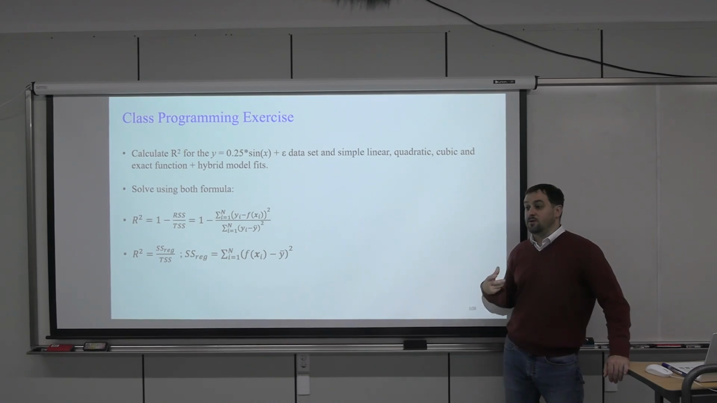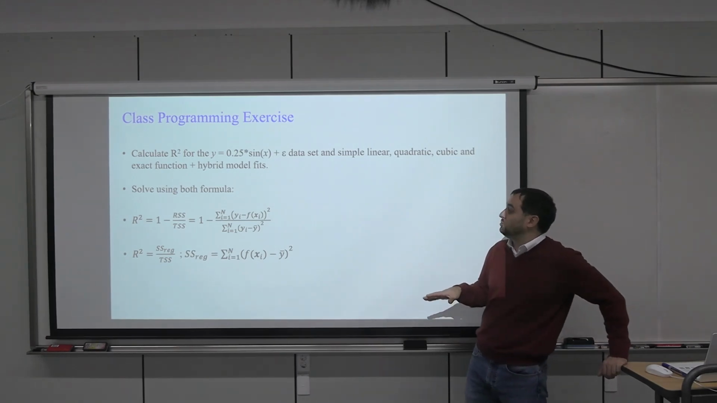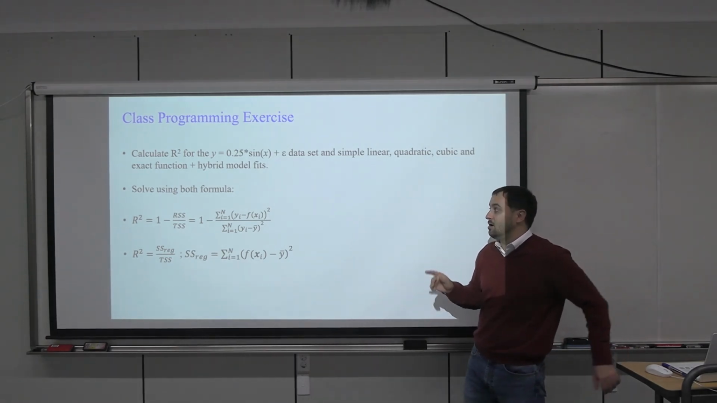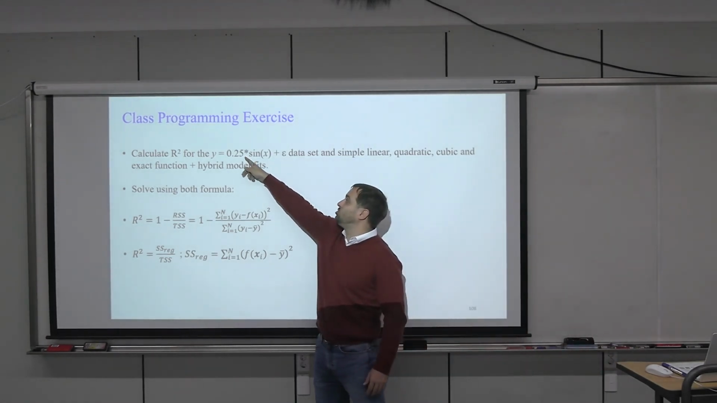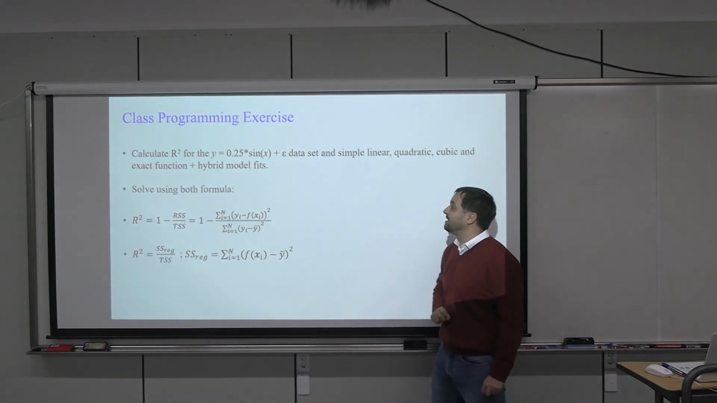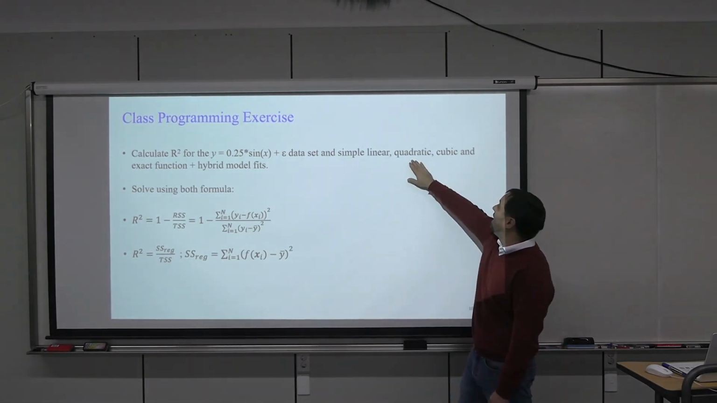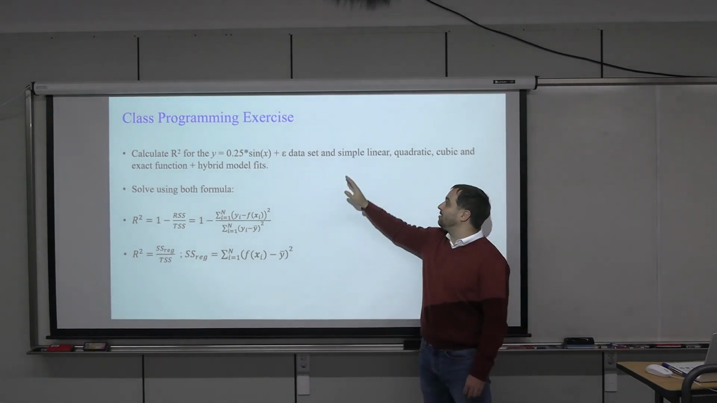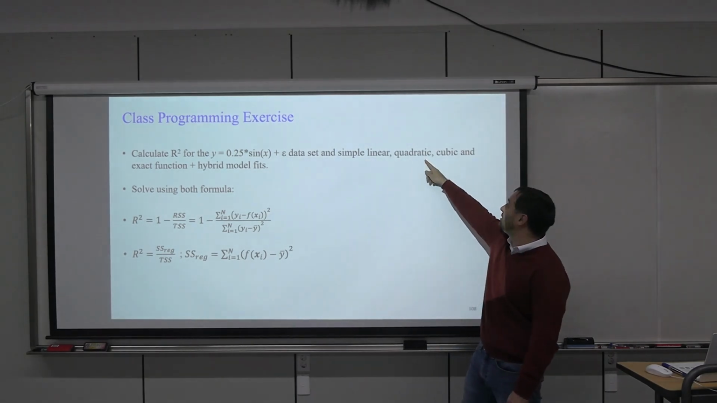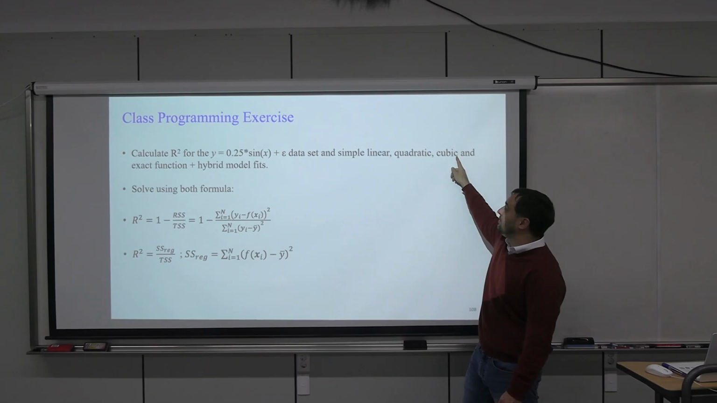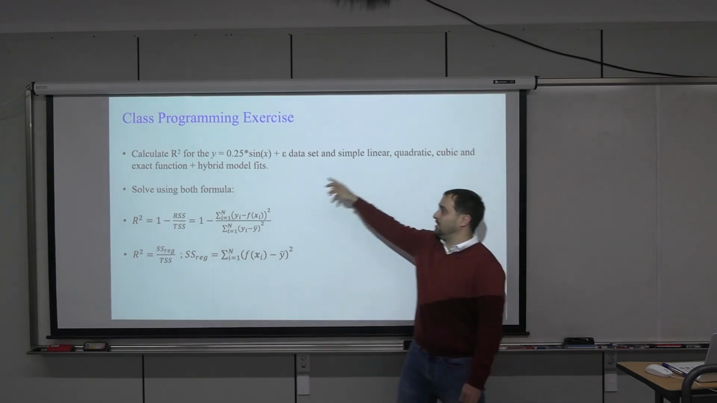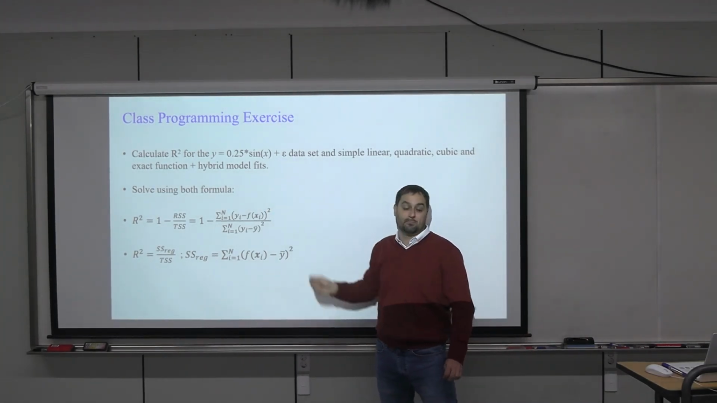Along with the required reading, that journal paper, you have a programming assignment. I want you to calculate R squared for the y equals 2.5 sine of x problem data set that you've already been using for your residual analysis. So calculate R squared for the simple linear, quadratic, and cubic fits, plus the exact function and the hybrid model fits.